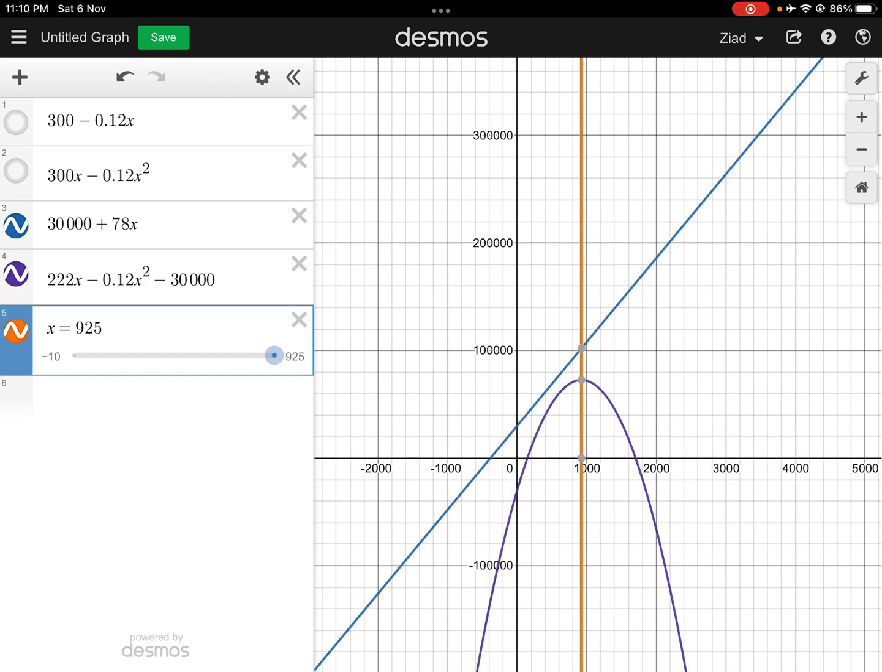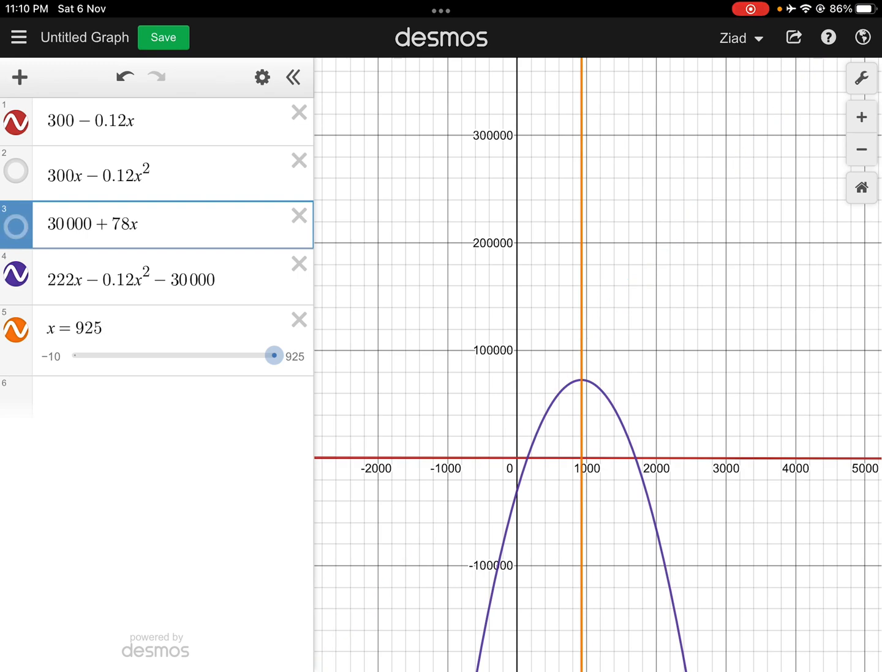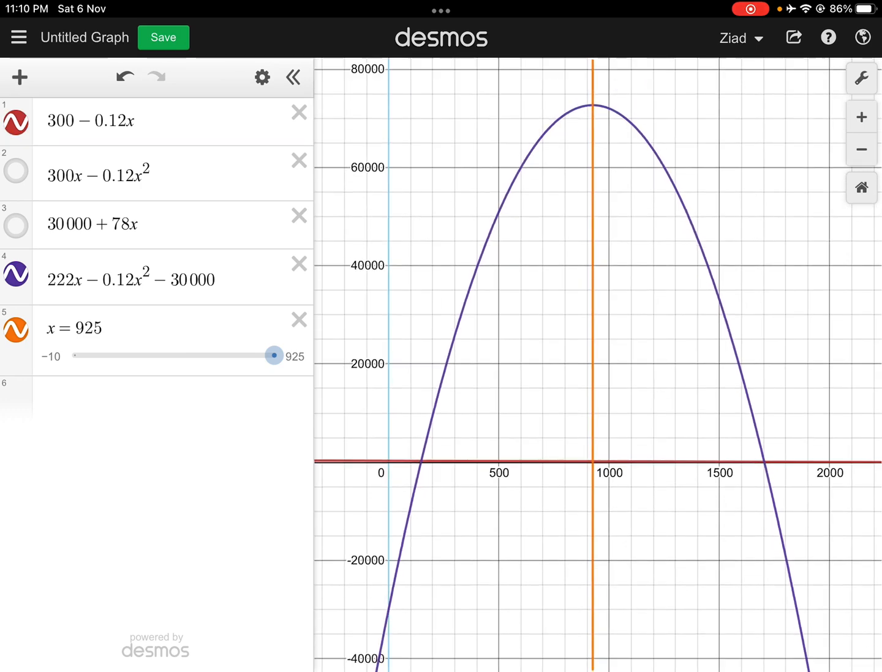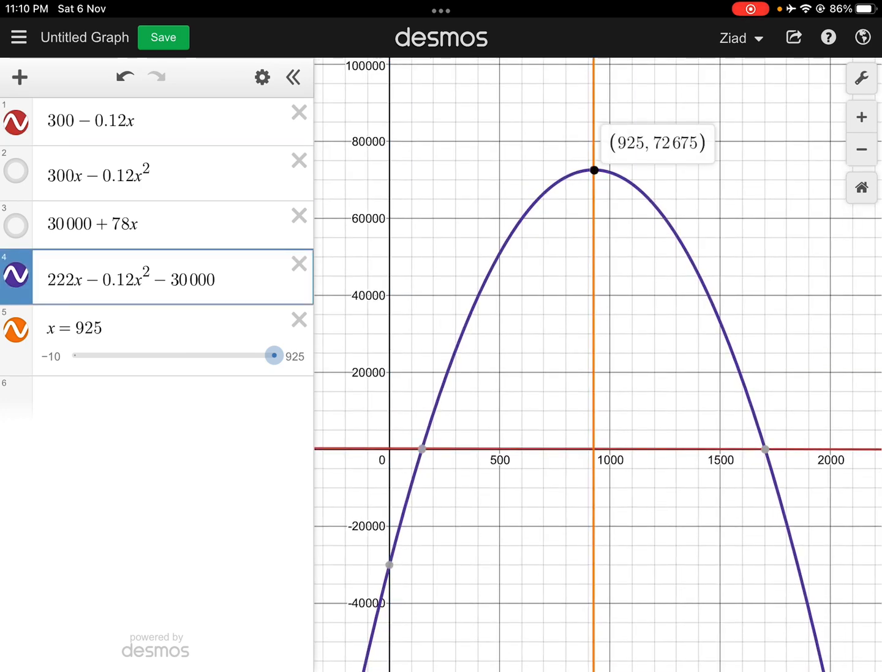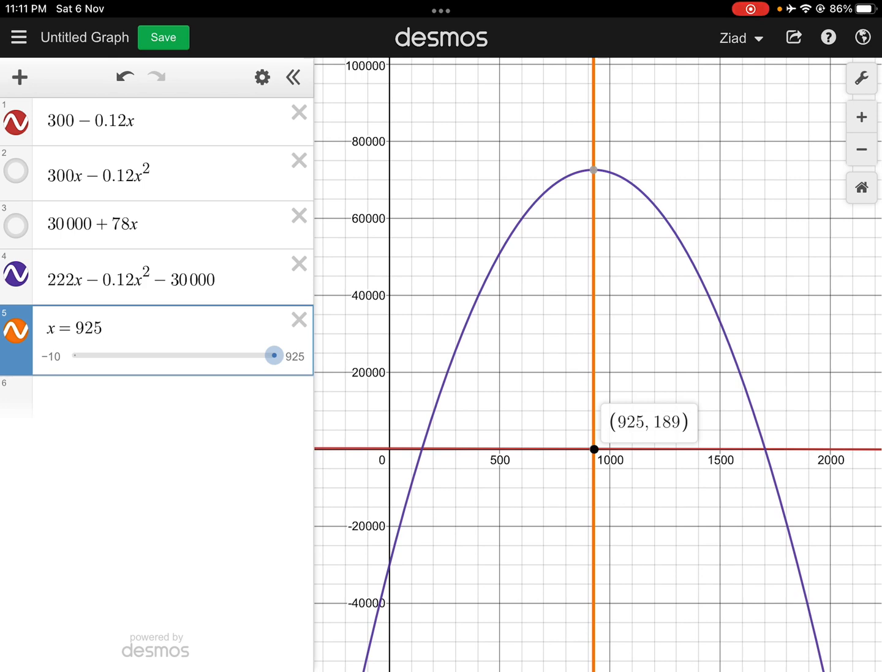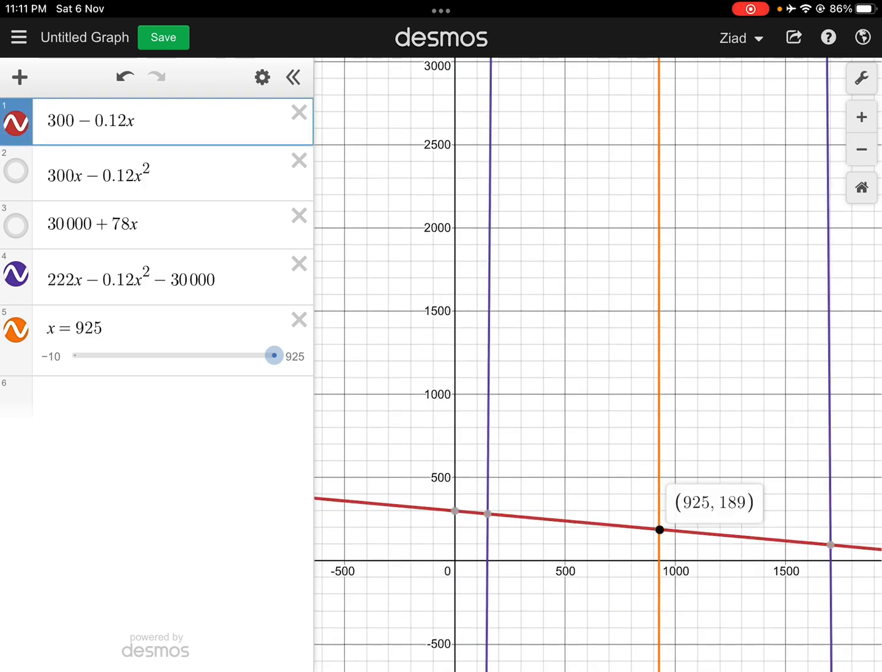Let me take the other two out. Just keep the price and the profit. Yeah, the cost, we don't need it for this question. And look here, the weekly profit function is maximum when the production is 925 smartwatches, and in this case the maximum profit will be 72,675. Okay, and nice to know, in this case the price that the company should charge per watch is 189. You see, that will be the red curve. When X is 925, the price is 189.